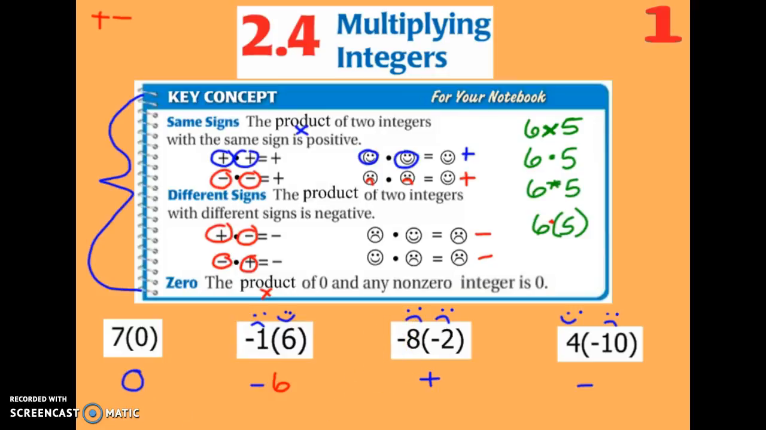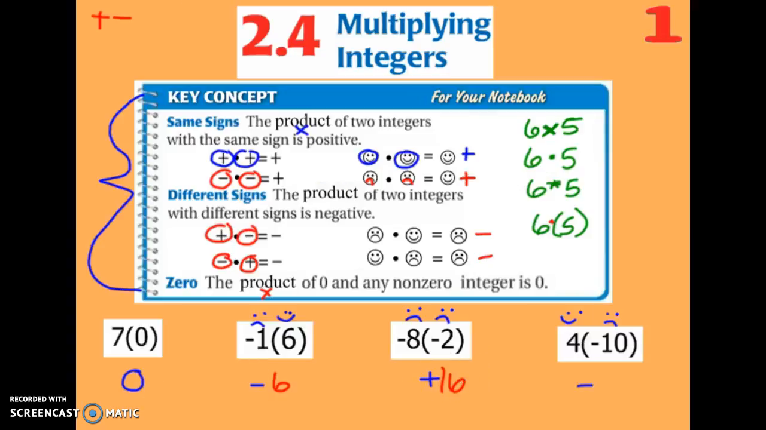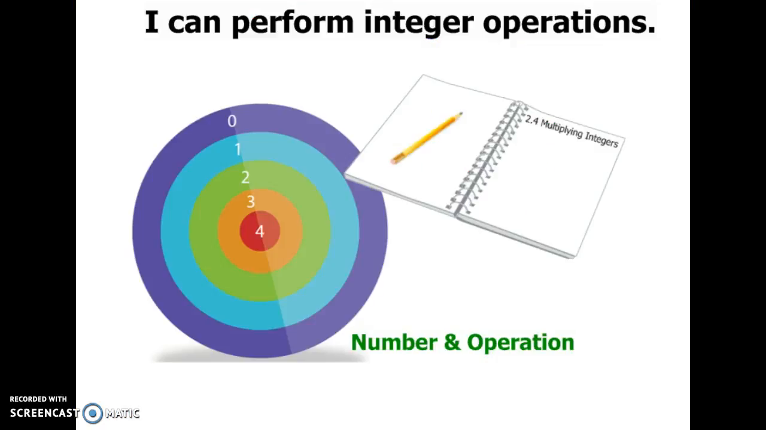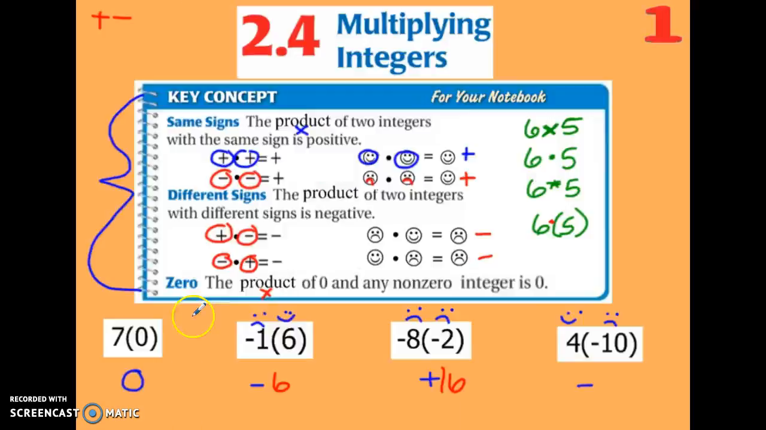Here, 8 times 2, again, you might know this one in your head, but 2 times 8 is going to give me 16. So our answer is a positive 16. And then last here, 4 times negative 10. We already know it's negative, so 4 times 10. Here's 4 times 10 is 40. So our answer is negative 40 because they don't get along.